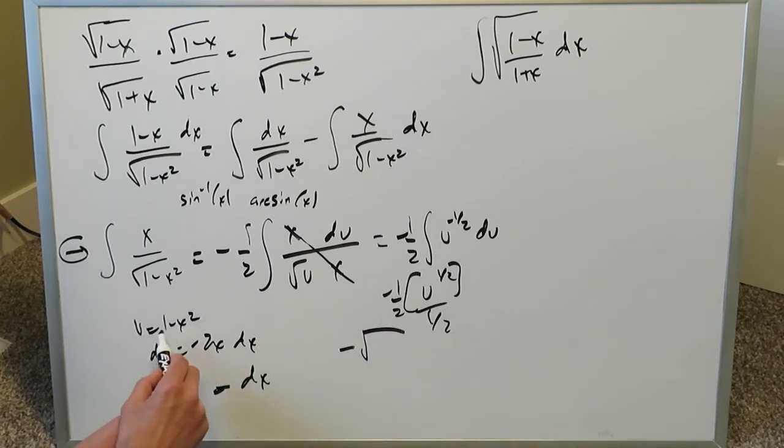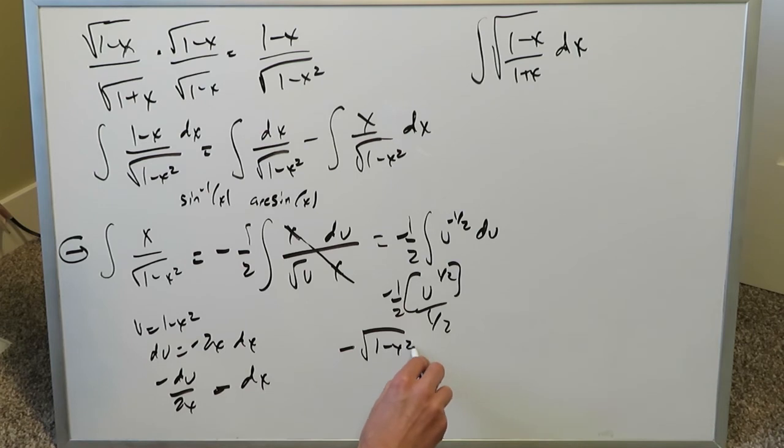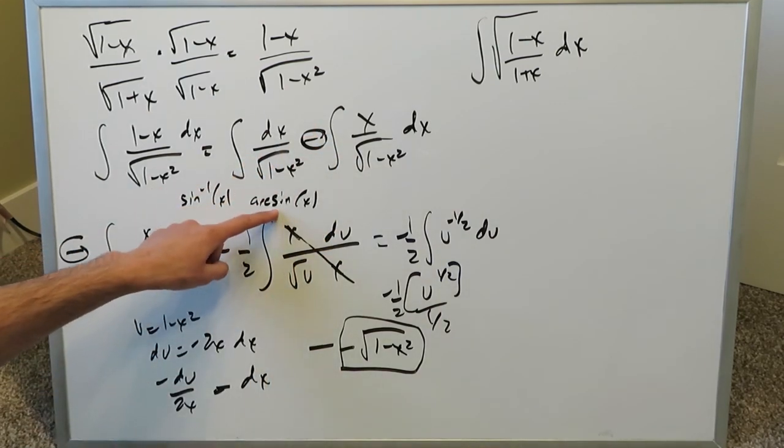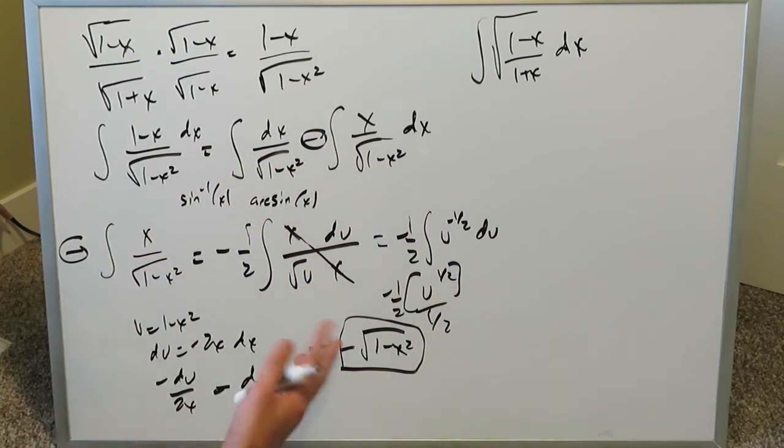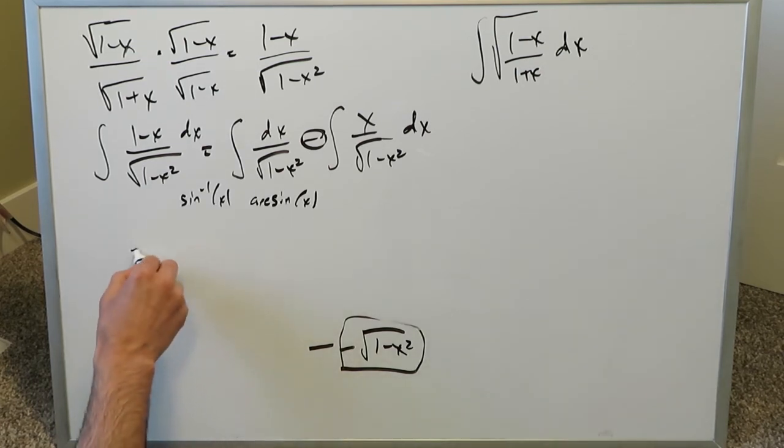Initially, u here being 1 minus x squared, and this is what you have. This comes out of this second part with a minus sitting outside. This minus right over here. So we have the first part done, it's arc sine x. We have the second part done, and it's this. We just have to combine them together, and we will. For our finality, our answer is this.